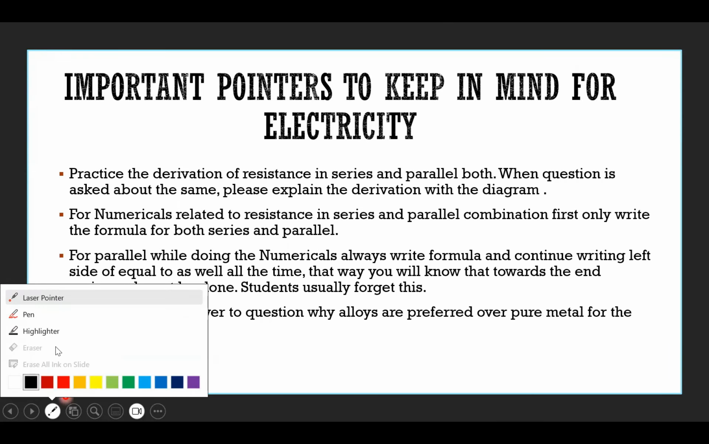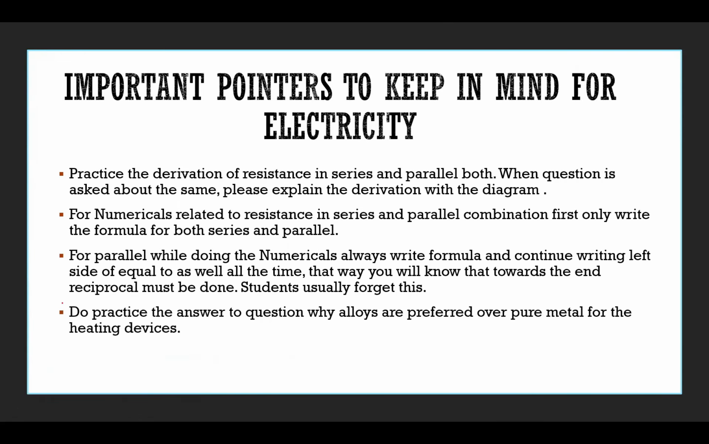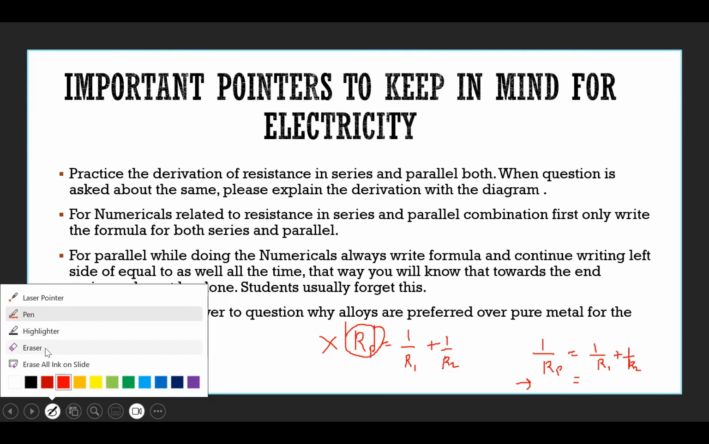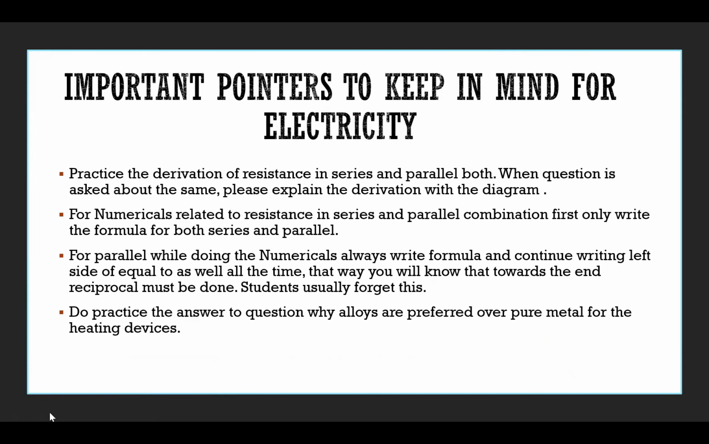So we have observed that they usually don't go ahead with the formula properly. They just write the formula Rp equals 1 by R1 plus 1 by R2 like this, and they forget that this is the wrong formula. The correct formula is 1 by Rp equals 1 by R1 plus 1 by R2, like that. And this has to be continued all the time. Please write on the left side also, so that towards the end you will have to show the inverse. Final answer is the inverse of the question.